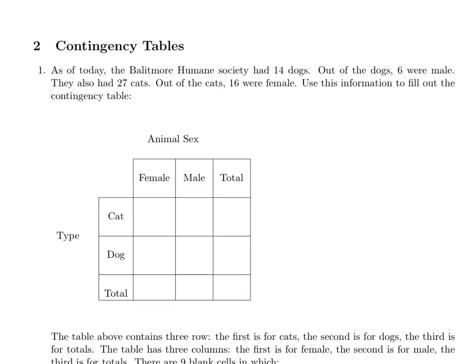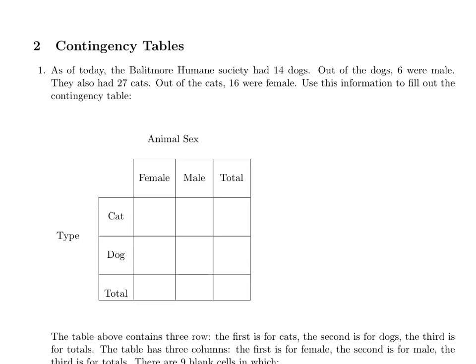Now to fill out a contingency table, the most important part to remember is that it's additive. That is, our row here, number of cats, must add up to the total number of cats, or the number of dogs must add up to the total number of dogs. That is, our rows or our columns will always add up.